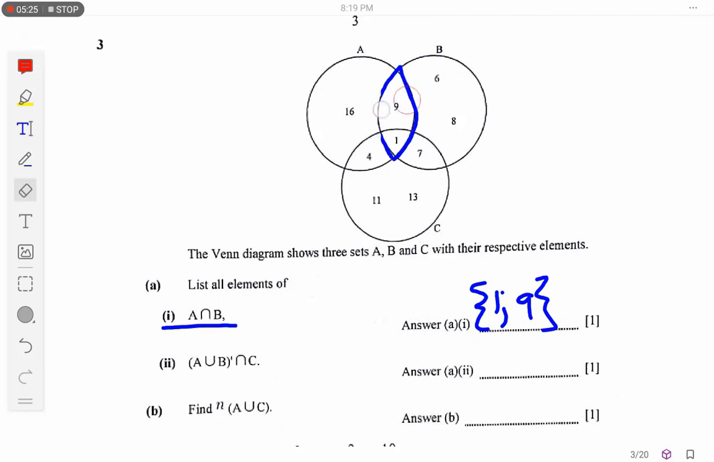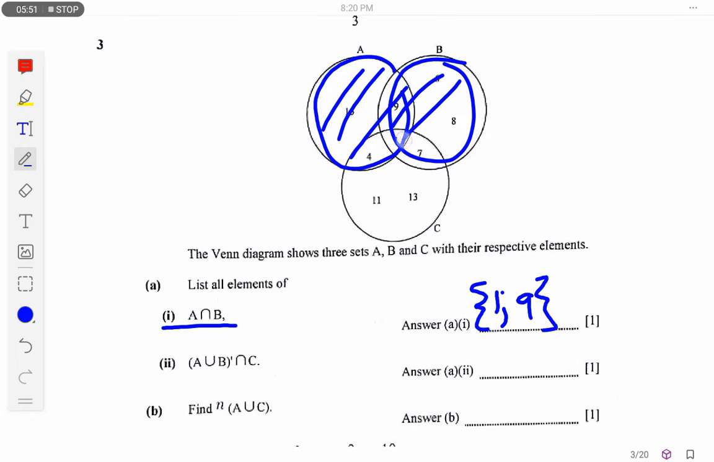The next one is asking us to find the elements of A union B, with this dash on the top. When we say A union B, we mix A and B. Let me draw that on the Venn diagram so that I show you. We mix A and we mix B, then the things that are not in these two are the ones that we are talking about.